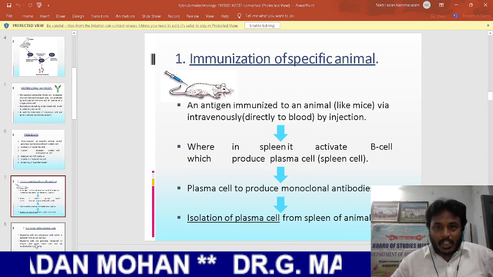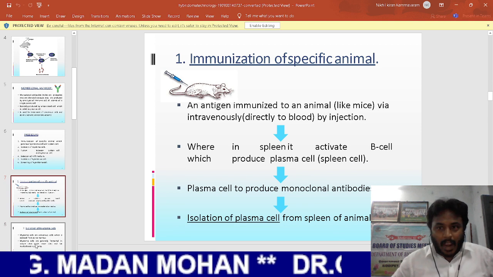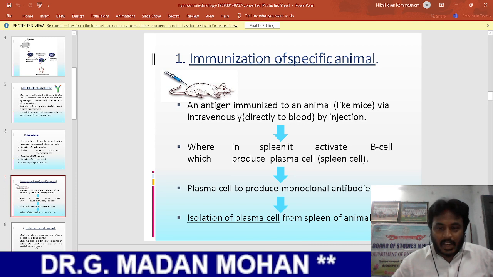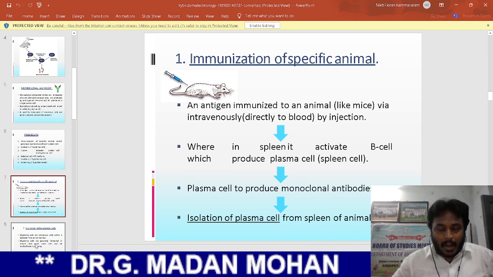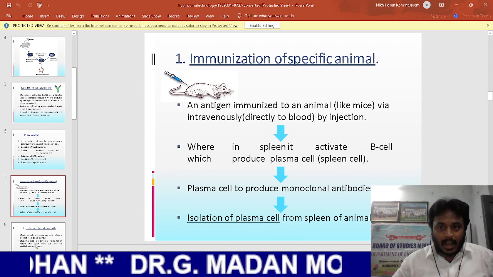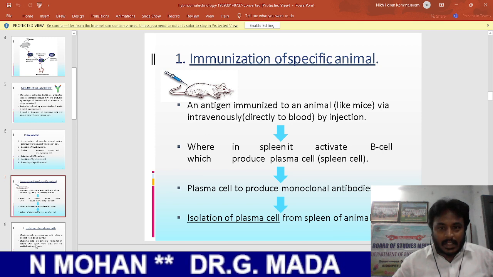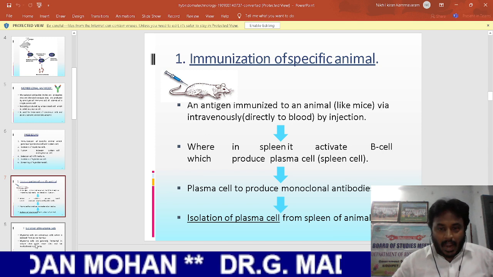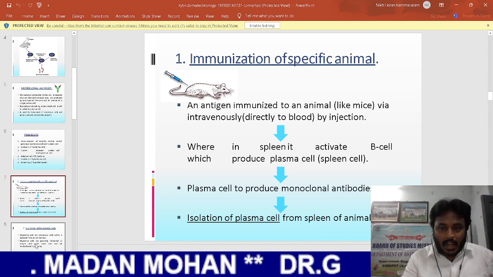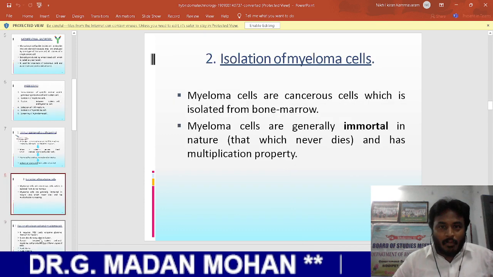So first one is isolation of B lymphocytes. It is a very simple step. Here an animal is selected, and a known antigen is injected into that animal. The antigen for which we need monoclonal antibodies is injected into animals like a mouse. After injecting the antigen, the mouse is killed and the spleen is taken out, and the cells of the spleen, called splenocytes, are isolated. These splenocytes are nothing but B lymphocytes, antibody producing B lymphocytes.